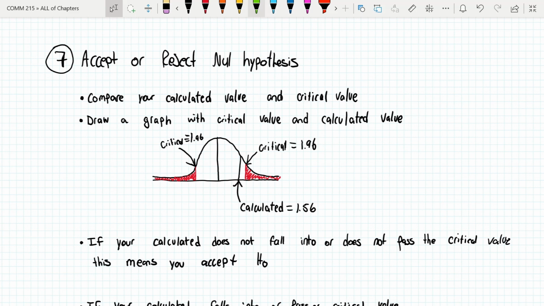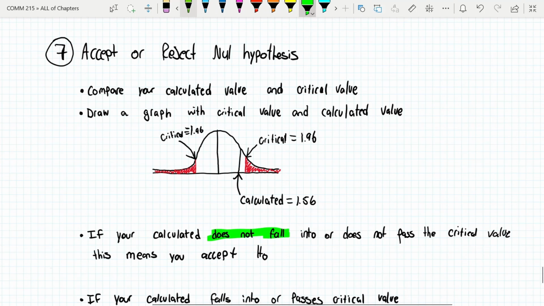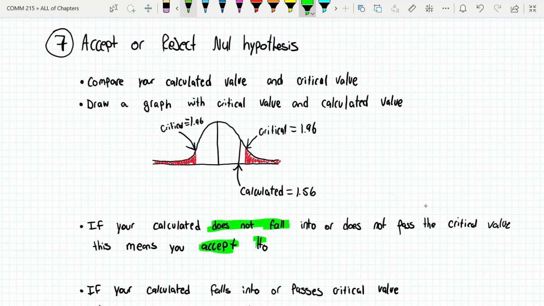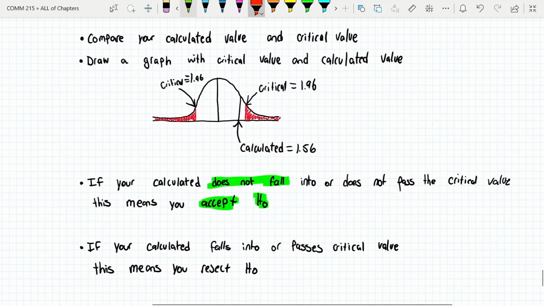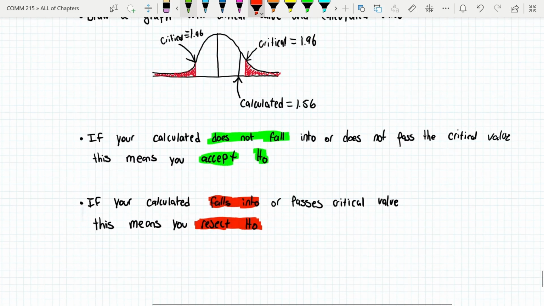So if your calculated value does not fall into or does not pass the critical value, this means you accept H0. But if your calculated value falls into or passes the critical value, this means you must reject your H0. Alright guys, so I think that's it.